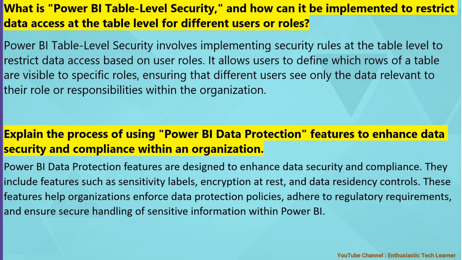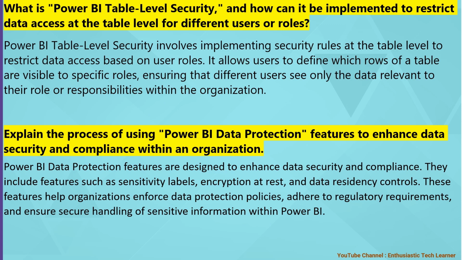What is Power BI table-level security, and how can it be implemented to restrict data access at the table level for different users or roles? Power BI table-level security involves implementing security rules at the table level to restrict data access based on user roles. It allows users to define which rows of a table are visible to specific roles, ensuring that different users see only the data relevant to their role or responsibilities within the organization.